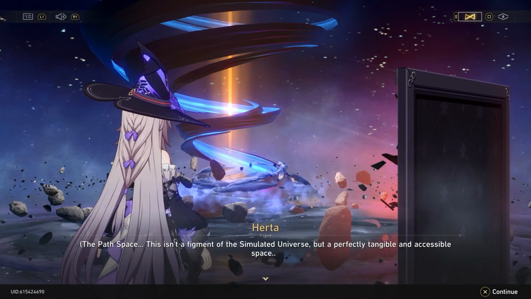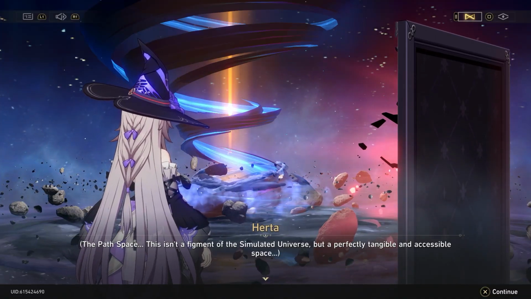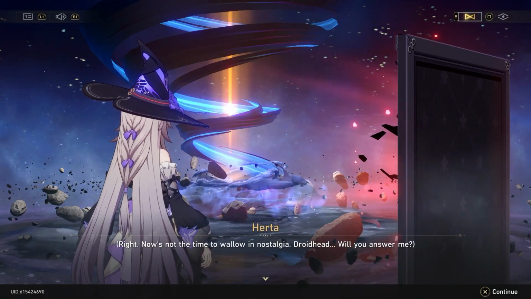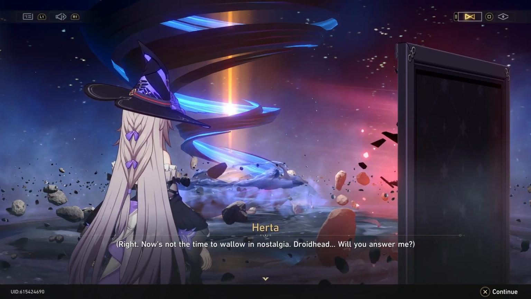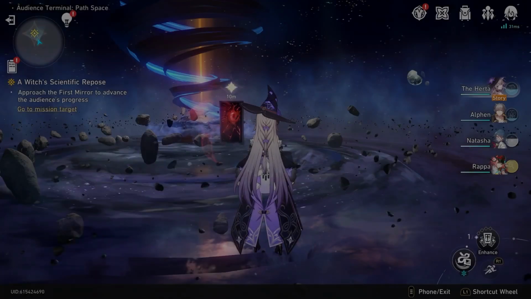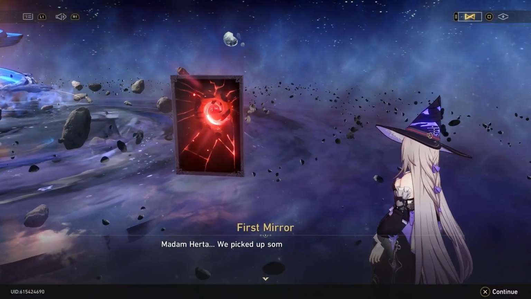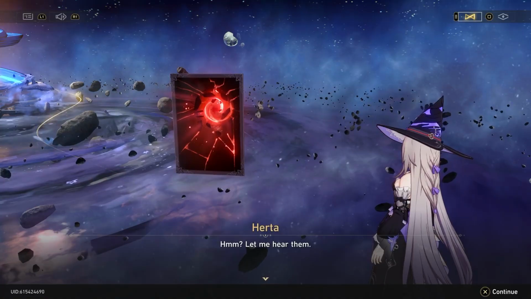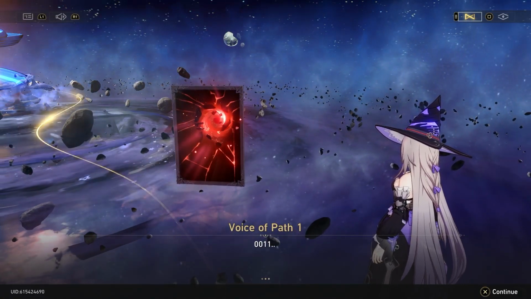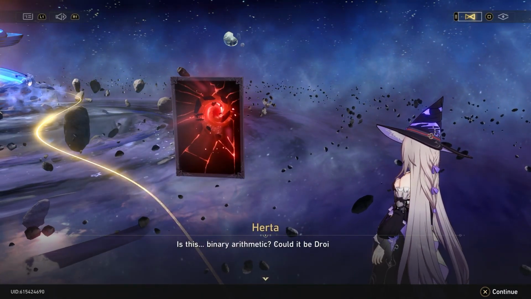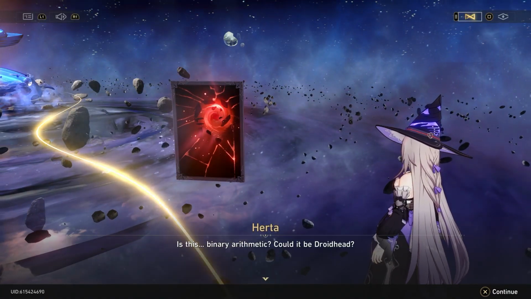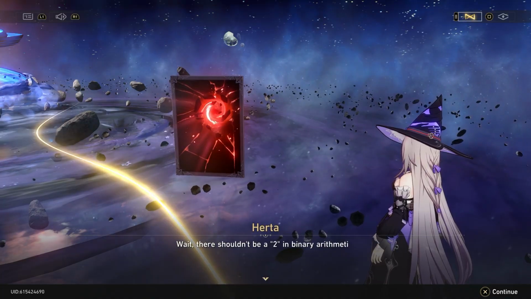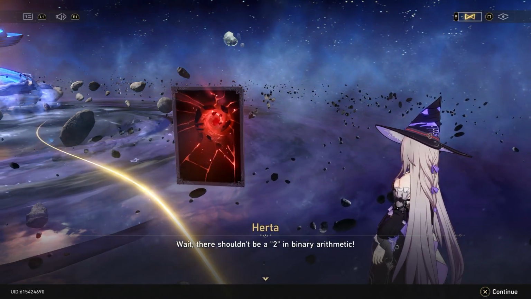The path space. This isn't a figment of the simulated universe, but a perfectly tangible and accessible space. Right. Now's not the time to wallow in nostalgia. Droid head, will you answer me? Madam Herta, we picked up some voices from the space. Let me hear them. Is this binary arithmetic? Could it be droid head? Wait. There shouldn't be a 2 in binary arithmetic. Is this some kind of prank?